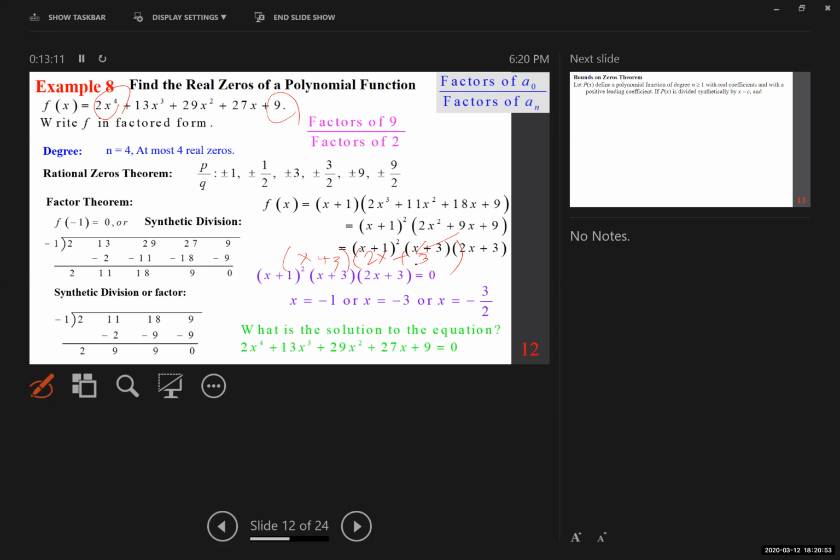So the question was, how do we know the multiplicity of -1 is 2? Because we divided by x plus 1 using synthetic division 2 times. Make sense? Everyone? We're going to move on. All right, let's do it.